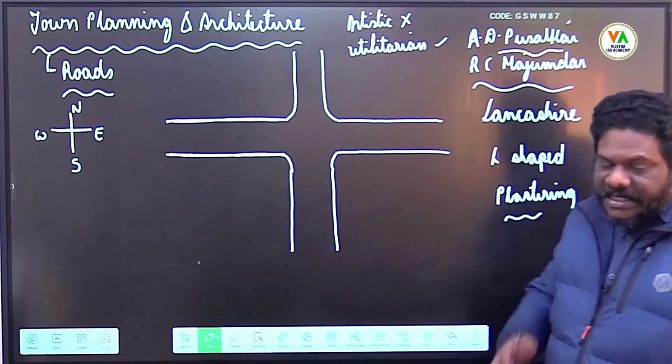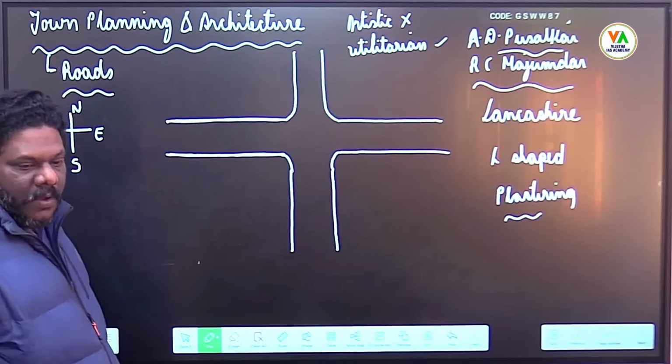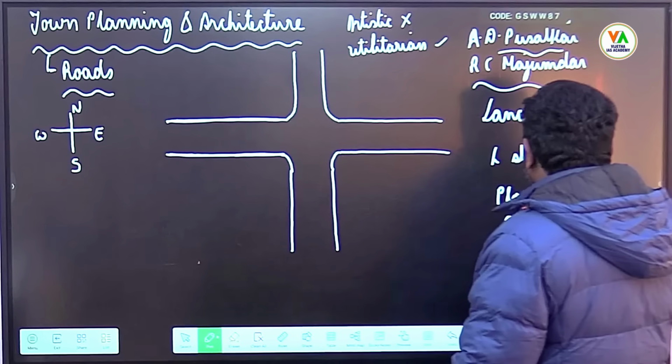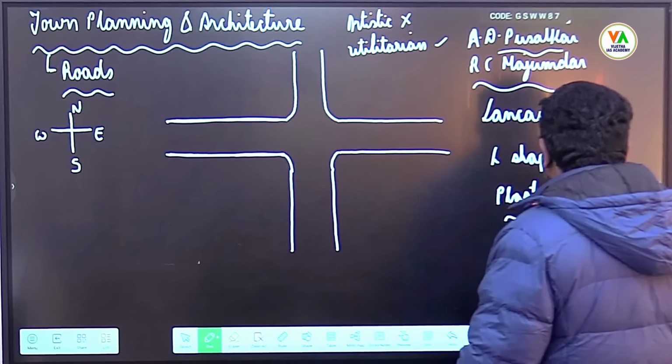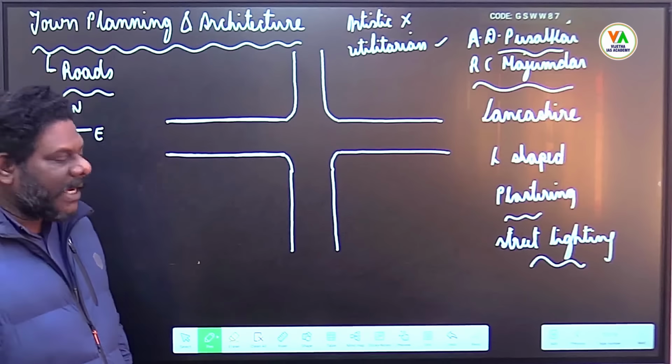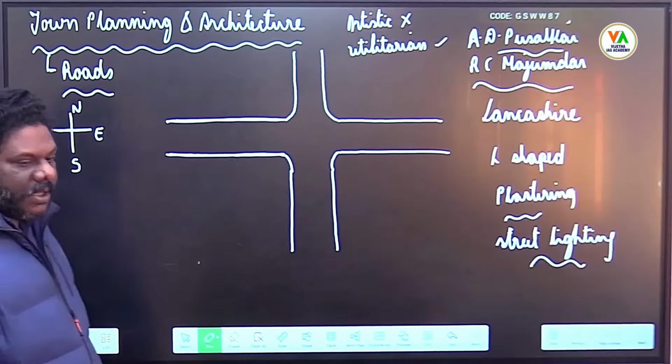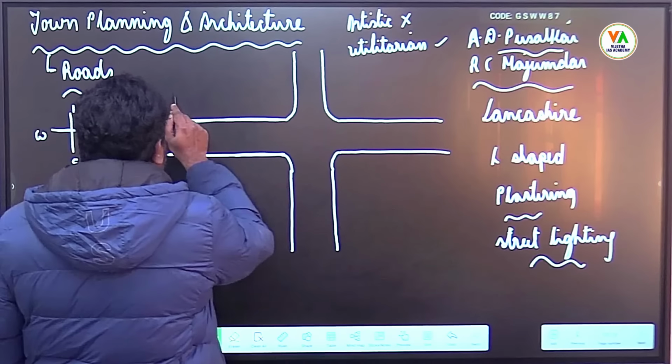The roads intersect at right angles. Roads have an elaborate drainage system and street lighting. Lights were regularly lit in order to ensure safety of the passengers.